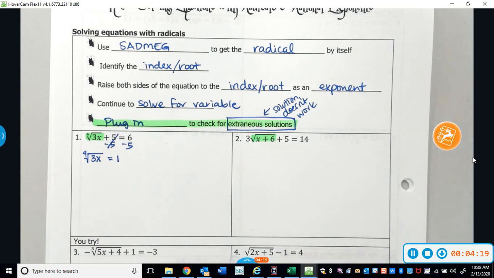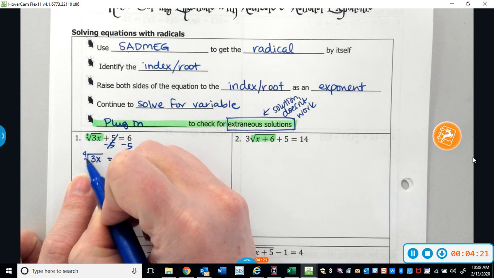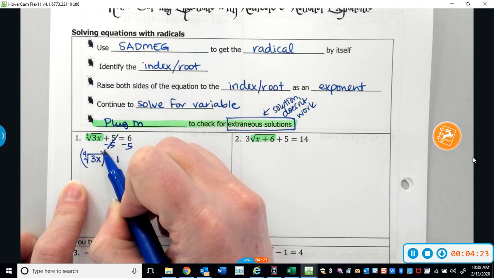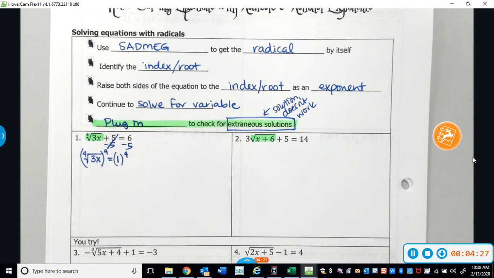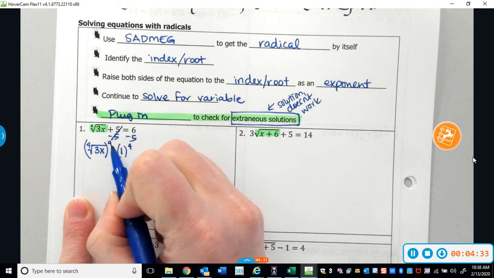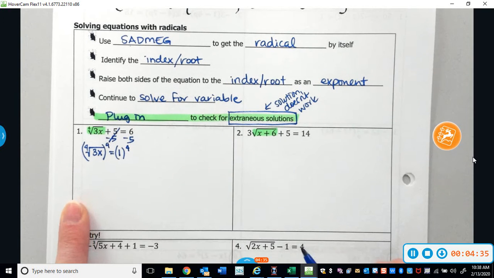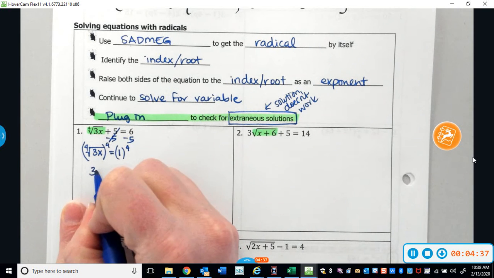And then in my head, I would look at this and say, okay, the opposite of taking the fourth root of something is going to be raising it to the power of 4, in the same way that the opposite of taking the square root of something is squaring it, raising it to the power of 2. So taking the fourth root and raising something to the power of 4, those will undo each other. So I'll just be left with that 3x.